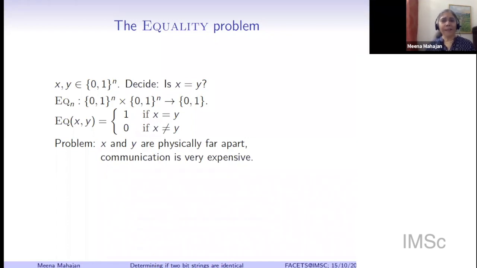So really the software that we will write, which is going to check whether two files are the same, will want to transmit as little as possible. If there is a charge on transmission per bit, then you want to minimize that charge somehow.